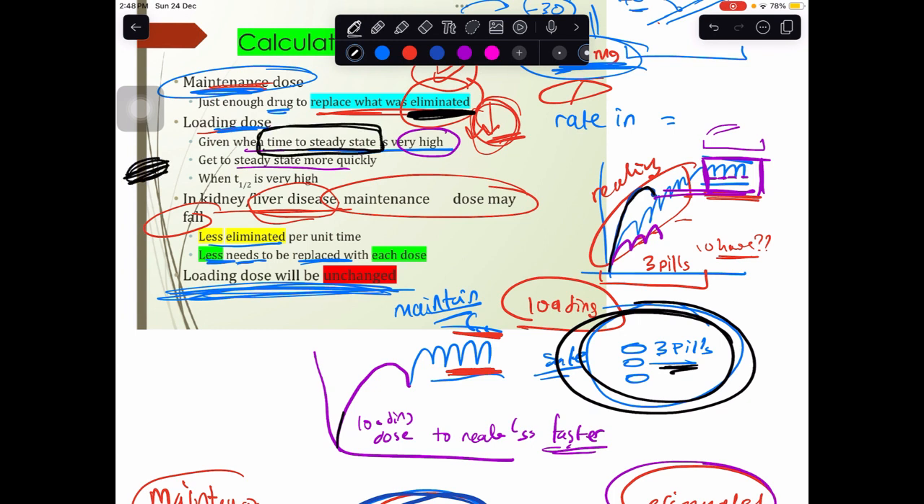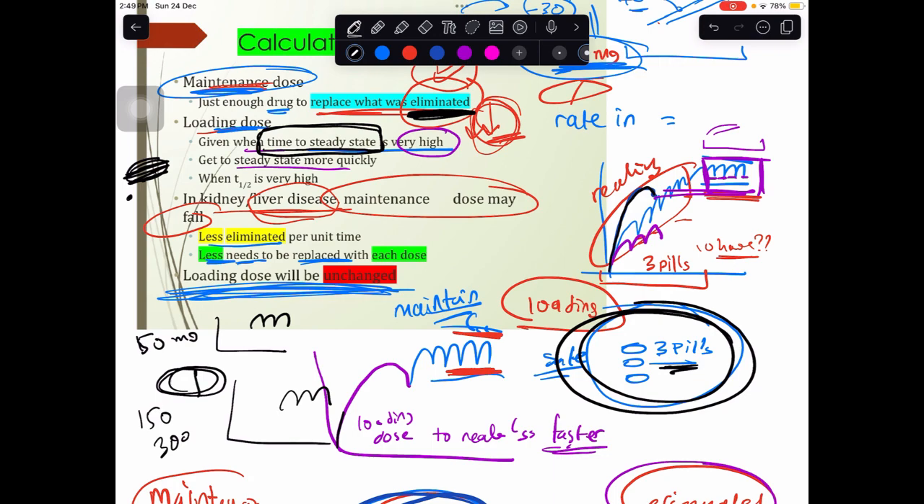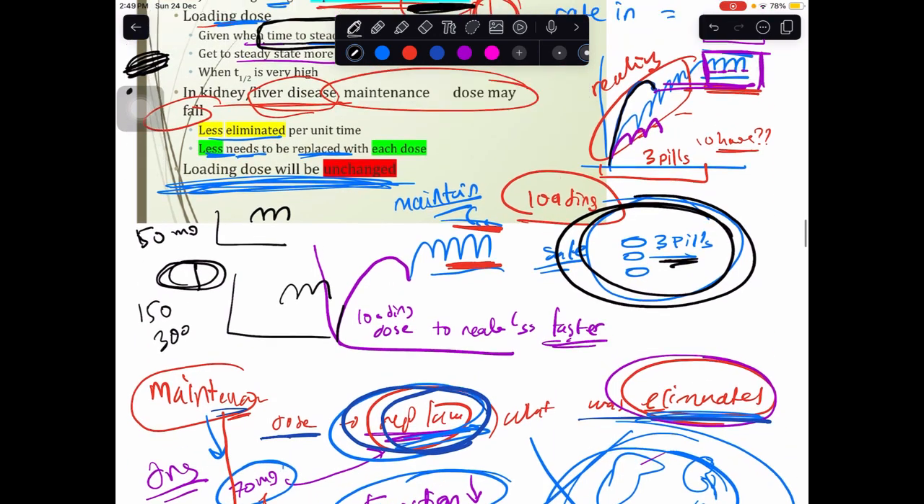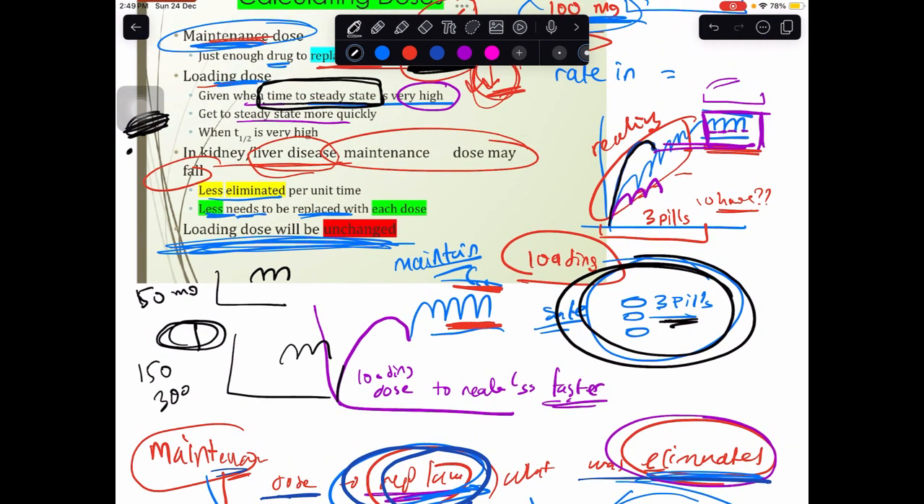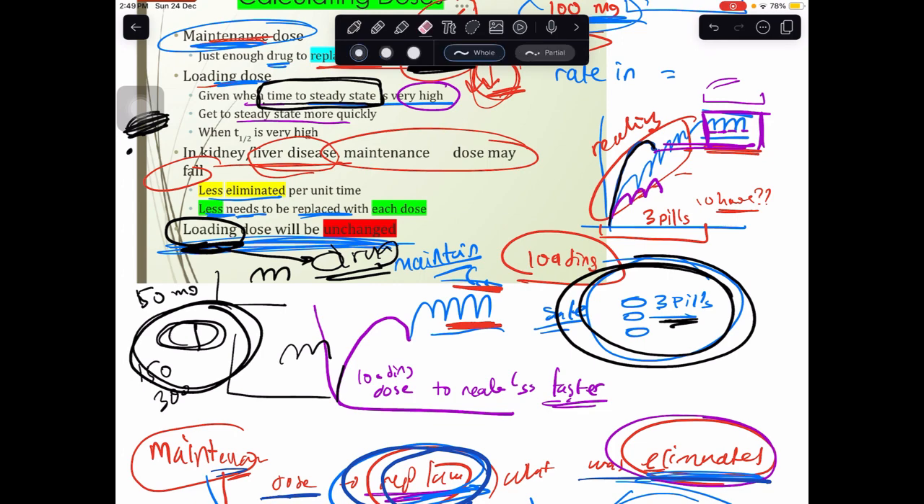Some drugs I require only a small amount of concentration in order to reach it. Let's say in this drug I only require 50 milligram in order to reach the steady state, whereas other drugs I require, let's say, 150 milligram or 300 milligram to reach the steady state. So it's all dependent on my drug. So even if I have a liver disease, or if I don't have a liver or a kidney disease, if my organs are fine, the loading dose is still the same, because it is dependent on my drug, not on my liver or the kidney. Do you understand?